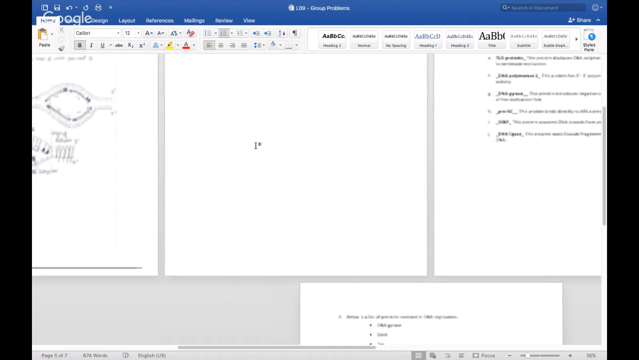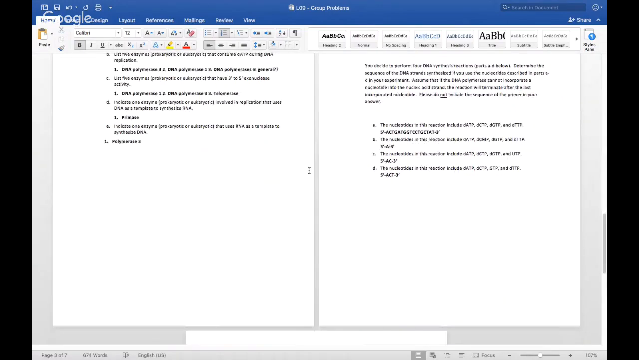Okay, for letter A, it's asking, so the nucleotides in this reaction include dATP, dCTP, dGTP, and dTTP. So it's saying that this deoxyadenine triphosphate, deoxycytosine triphosphate, deoxyguanosine triphosphate, and deoxythymine triphosphate. This means that we're adding these nucleotides and that they have the right amount of ATP associated with them that they can add to the strand.